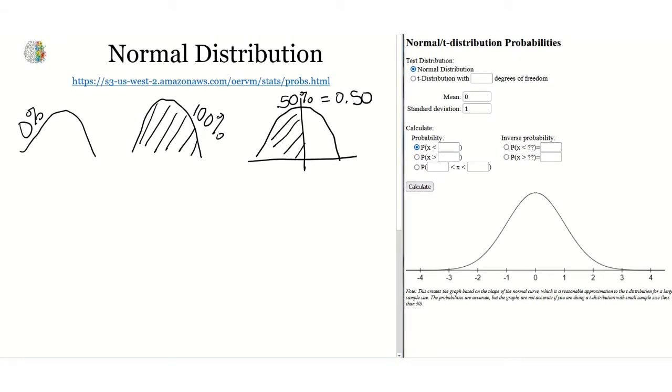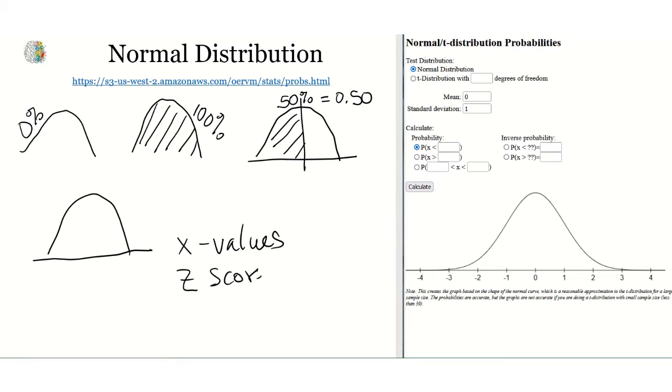Along the x-axis is going to be my x values or my z-score values. And that's where we have our mean, our 0, and these are all these values along the x-axis, and they're going to be spaced based on your standard deviation.